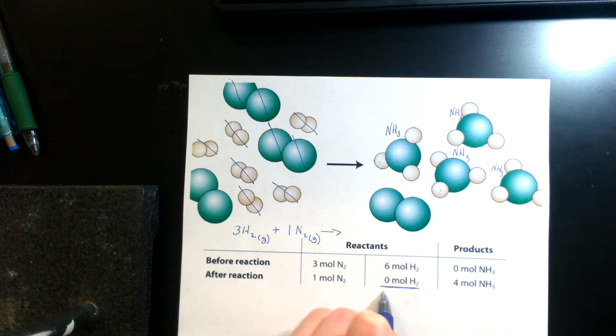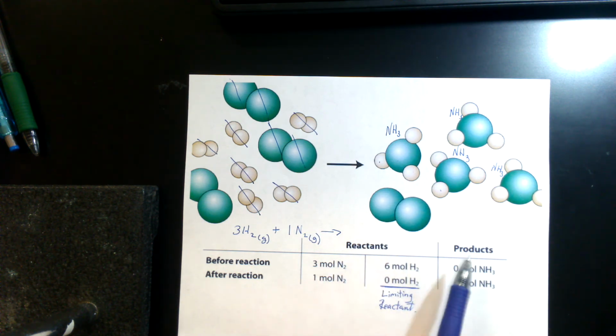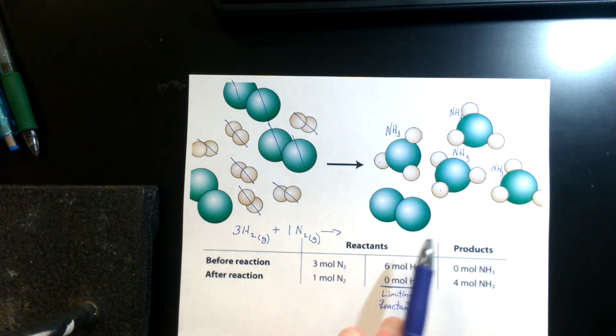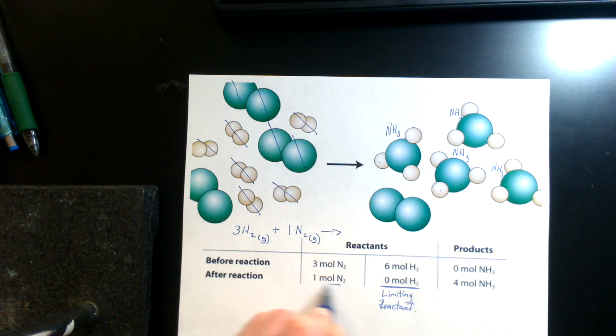So this would be considered our limiting reactant or reagent, because it limited the amount of product we could produce. We have additional nitrogen available, but we don't have the hydrogen to bond with it to create our ammonia molecules. So hydrogen would be defined as the limiting reactant, and nitrogen would be identified as our excess reactant.